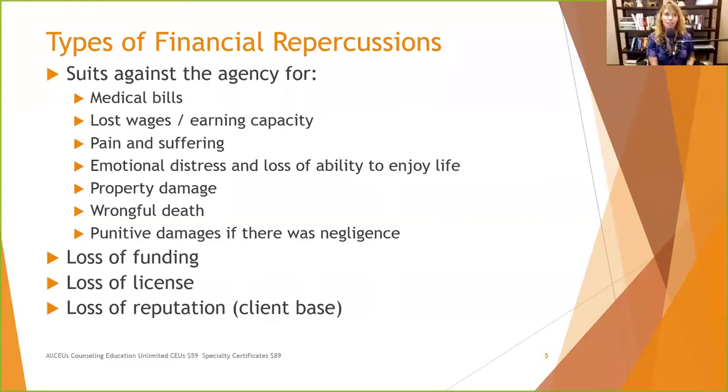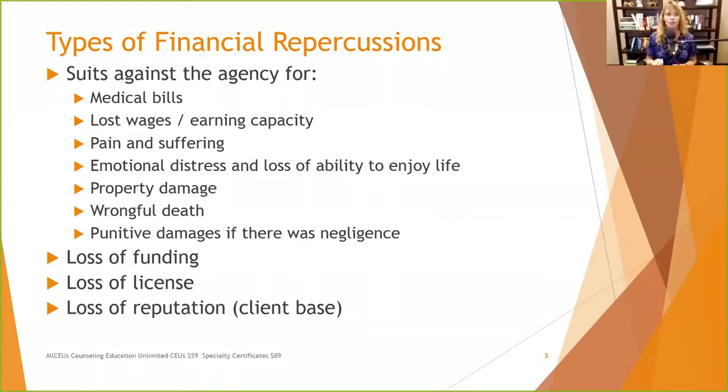If you've got liability insurance, it'll probably cover it, assuming you weren't negligent. And there again, your insurance company doesn't really want to pay out, so you need to make sure that you're doing your job on your end by marking it as slippery, by putting down salt, by doing whatever you need to do to make sure that people have a safe way to get into your facility and out. Lost wages and earning capacity, you can have to pay for that. You may have to pay for pain and suffering, or emotional distress and the loss of ability to enjoy life.